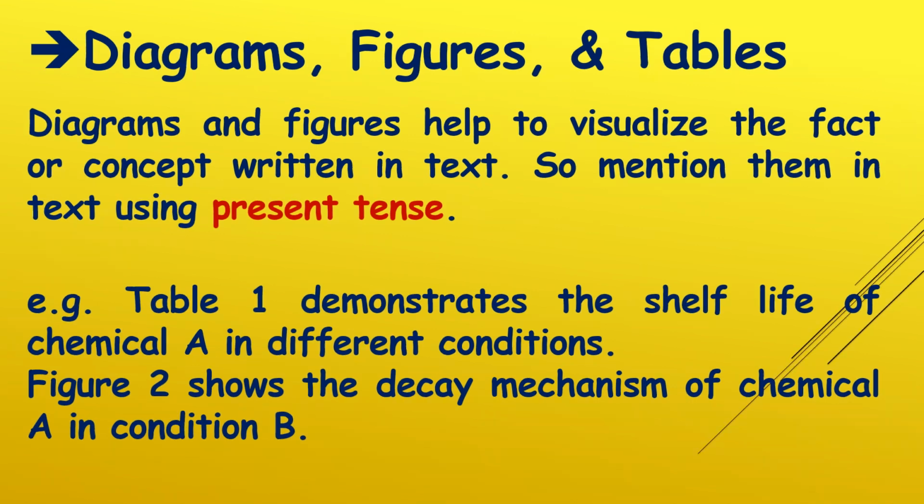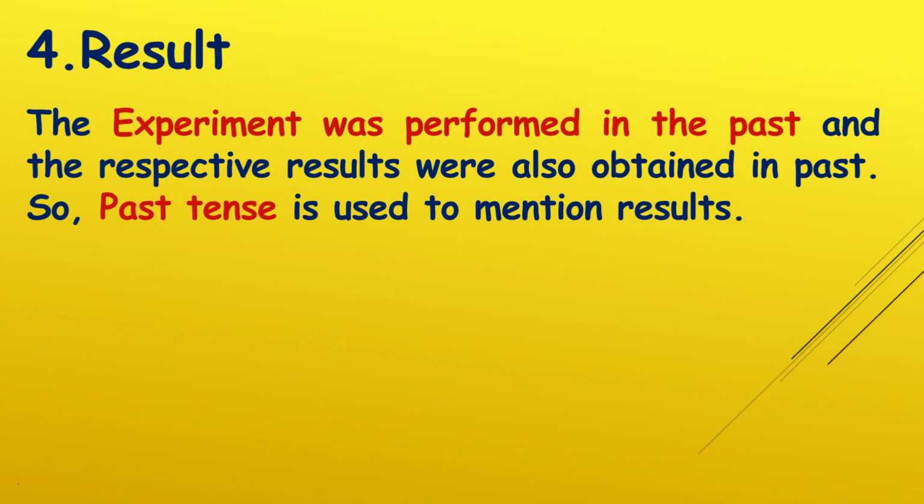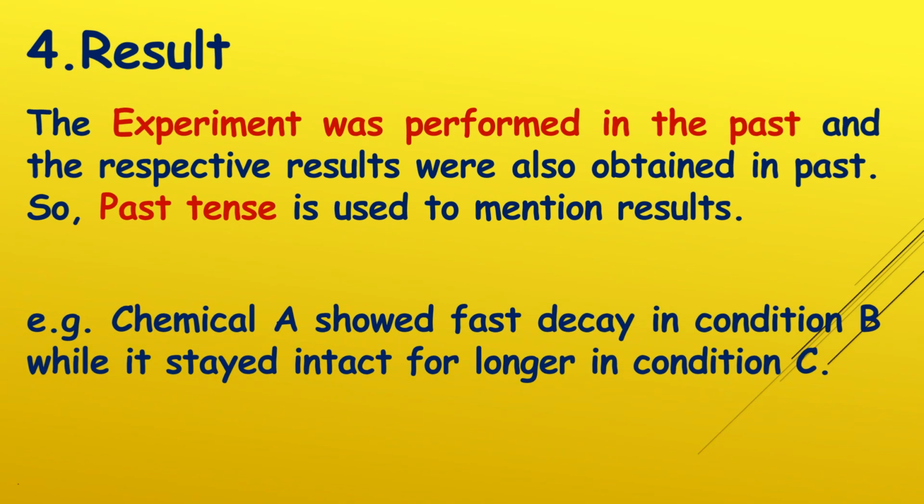After that, we come to the result section. Now we know that the experiment was performed in the past and the respective results were also obtained in the past. So past tense is used to mention these results. Just for an example, chemical A showed fast decay in condition B while it stayed intact for longer in condition C. The second trickiest part in a research paper is to write the discussion about it. Let us break this down and understand it in parts.